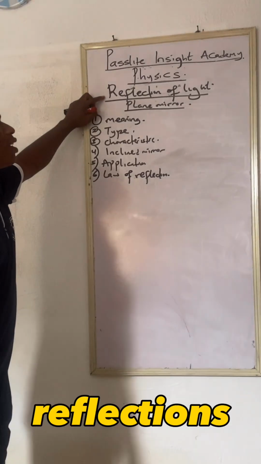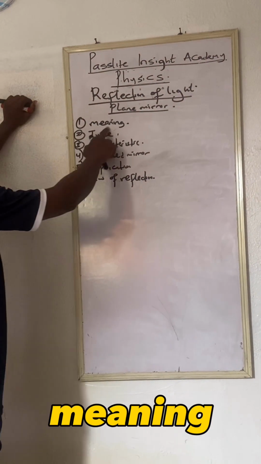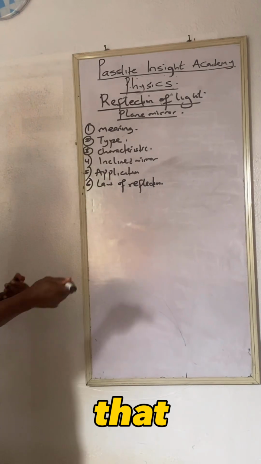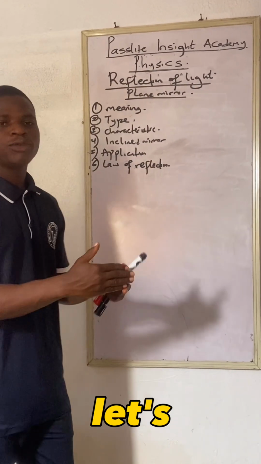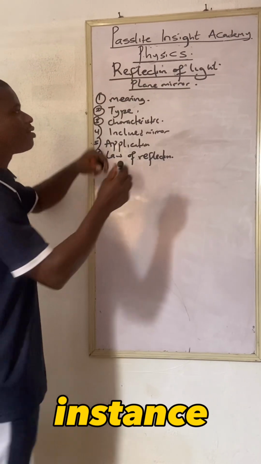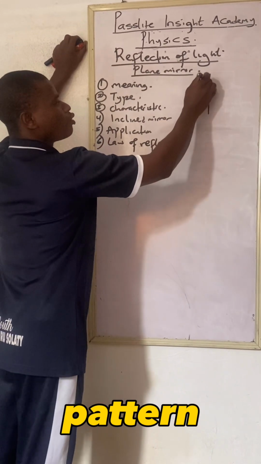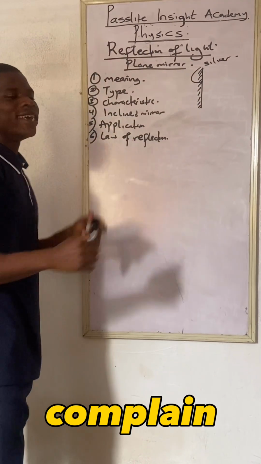Focusing on reflection of light, under that we have the plane mirror. Look here: a plane mirror is what we call a glass when they paint one side of it with silver. For instance, this is the glass and they painted some parts here with silver. So this is what we call a plane mirror.